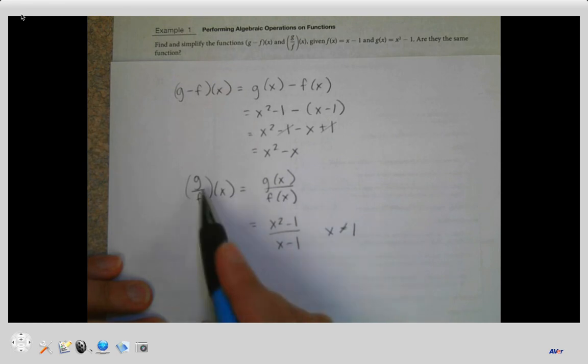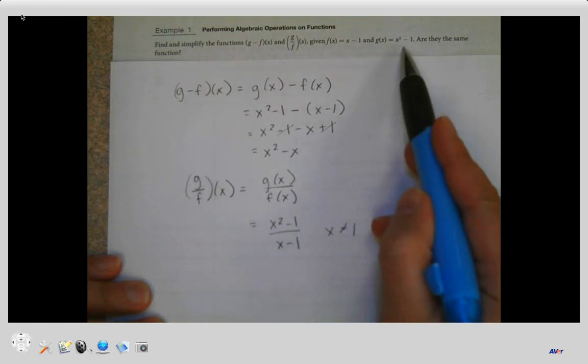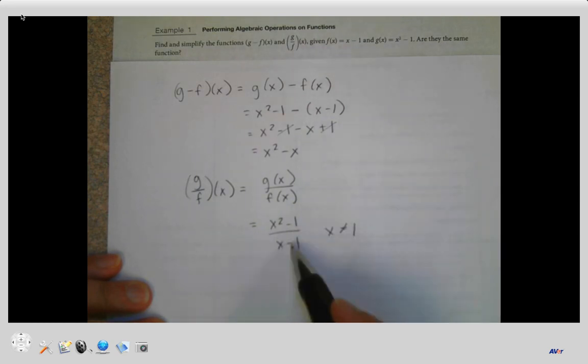So notice that both g of x and f of x, they're just polynomials, right? So their domains normally are all real numbers. But here we have to restrict it for connecting them algebraically.